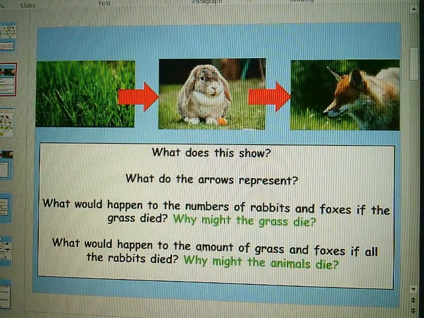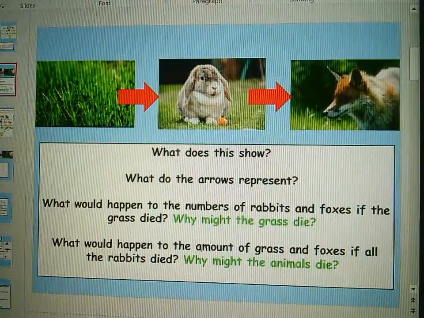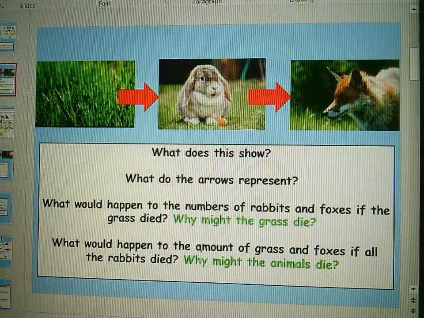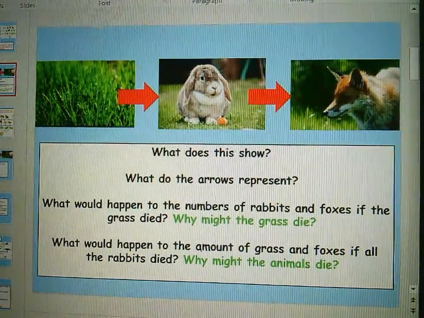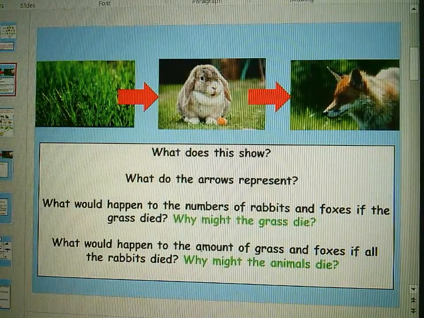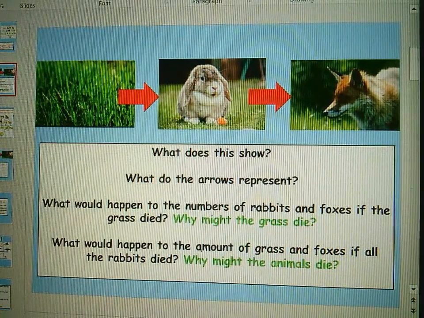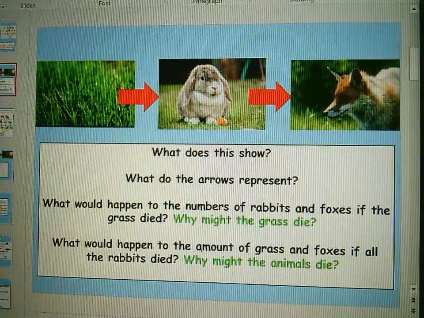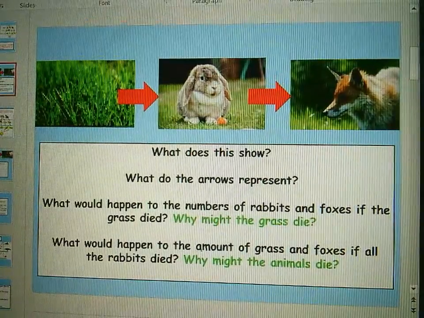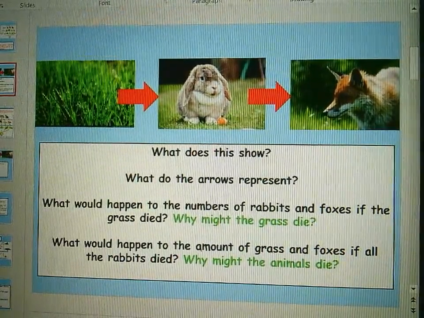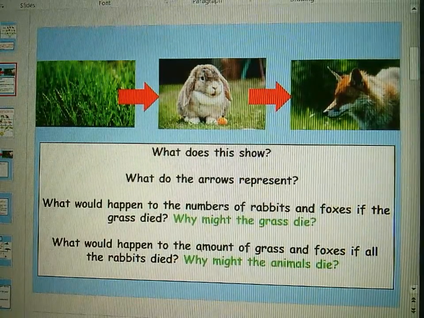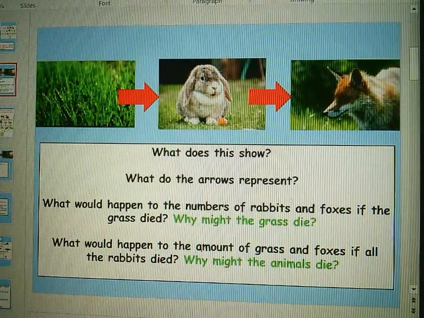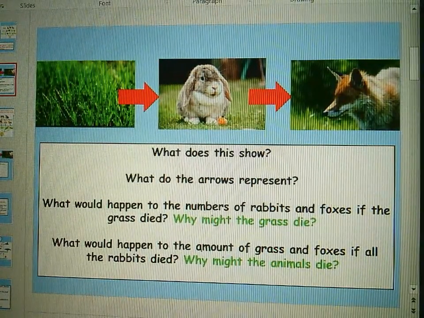When we look at food webs, we can think about how numbers of one animal affect the other. So what would happen to the number of rabbits and foxes if the grass died? So if there was no grass in the world, the number of rabbits would go down because they'd starve, unfortunately. They'd have nothing to eat. The same would actually happen to the number of foxes, because if the amount of grass goes down, then there are no more rabbits because they've got nothing to eat, which means the foxes have nothing to eat either, so there's less of them. So that's what happens down a food chain.